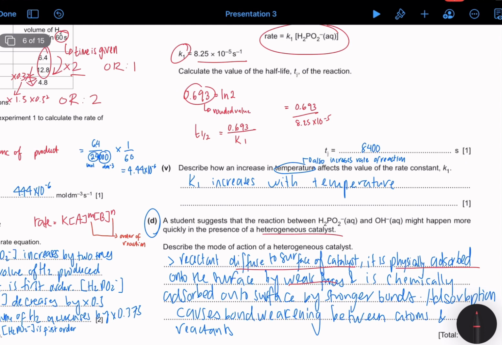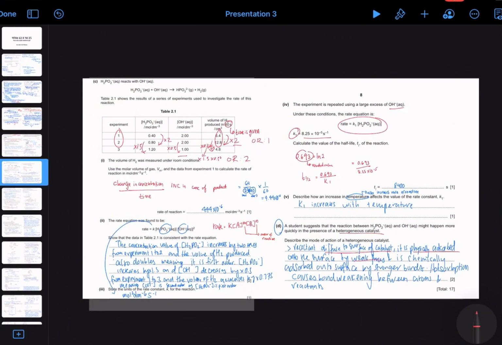Always mention the weak forces. It is physically adsorbed on the surface by weak forces and then chemically adsorbed onto the surface by stronger bonds. So they are two different things, chemically and physically adsorbed. And also mention that the adsorption causes the bond weakening between atoms in the reactants.